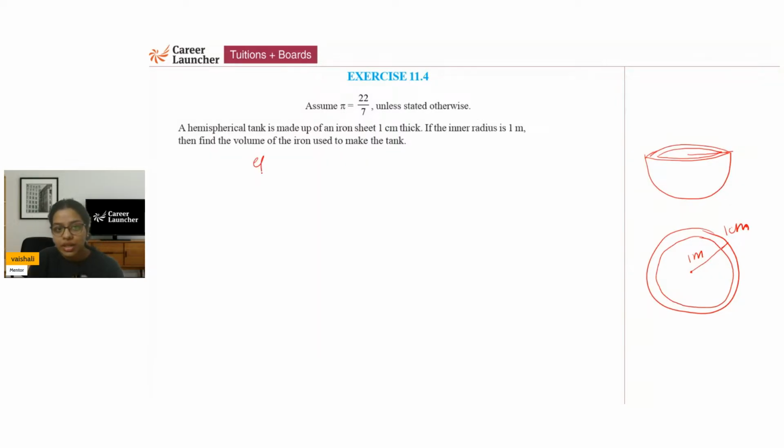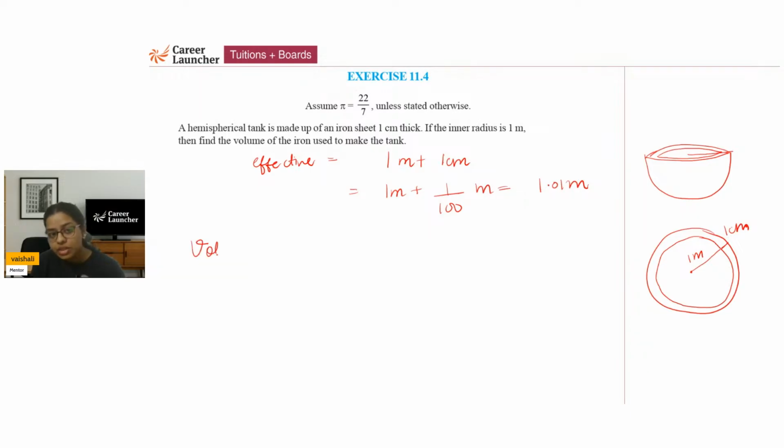So the effective radius is going to be 1 meter plus 1 centimeter. I can only add two values if they are in the same unit. 1 divided by 100, now this is converted into meter. So this is equal to 1.01 meter. So the total effective radius, including the inner thickness, is going to be 1.01 meter.